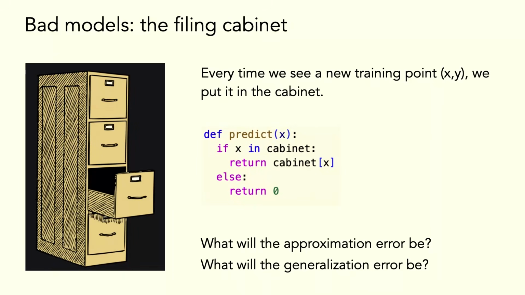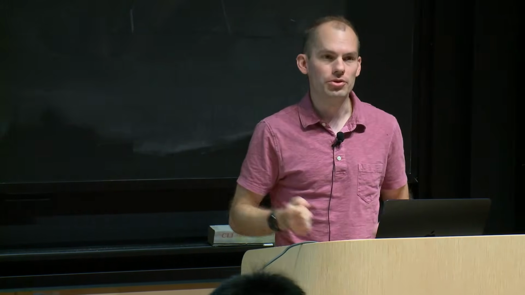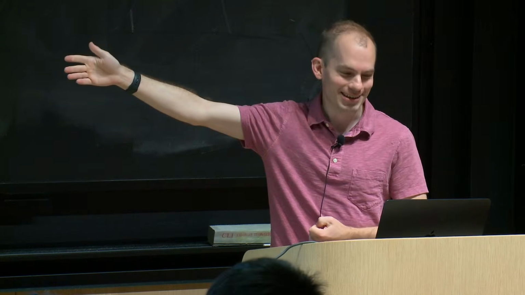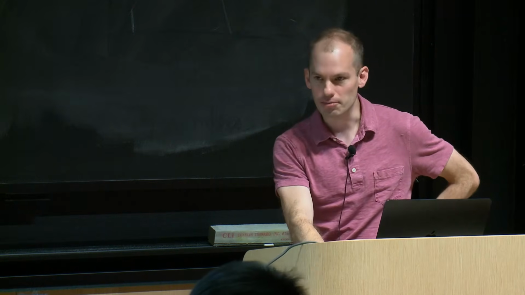It'll generally be bad unless it happens to be that the true function we're modeling is 0 almost everywhere, which would be a very strange function, because if I don't have my file in the cabinet, I will just not know what to do. But maybe I got lucky, and the true function is 0 everywhere. So you could have a filing cabinet that gets low generalization error, but it would be a very strange function that you're modeling in that case.